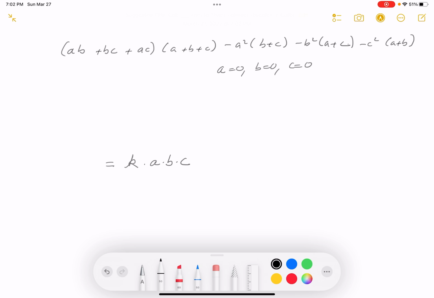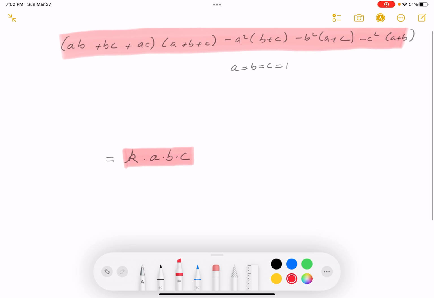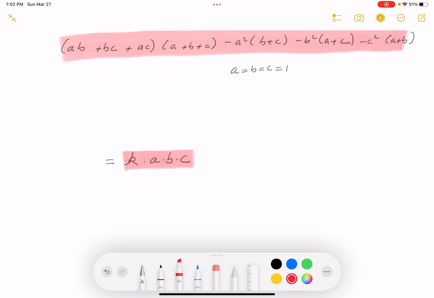But unfortunately, I wouldn't know what K is doing that. K could be any real number, any variable term as well. So I could pick something a little bit easier to get the K anyway. And I'm going to pick, I think the next easy number I could pick is A equals B equals C equals 1. And let me write that down. And what do I have to do? I have to do this side here, and I have to do this side over here. And I think if I do that, I'll be able to figure out what the K is.